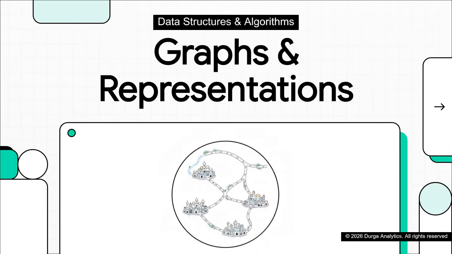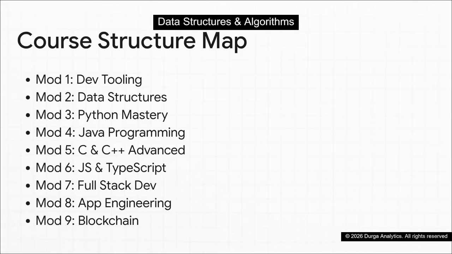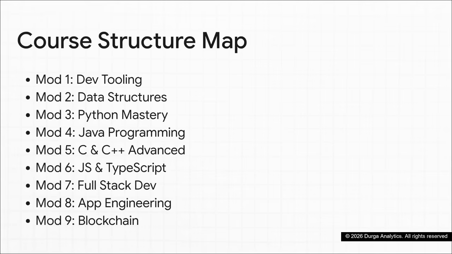Today, we're tackling what is arguably the most powerful, ubiquitous concept in all of computer science, the graph. Just to quickly ground ourselves in the overall map, we are currently deep into Module 2, Data Structures and Algorithms. We're bridging the gap from our previous chapters on trees right into the most flexible data structure you will ever write into your code.